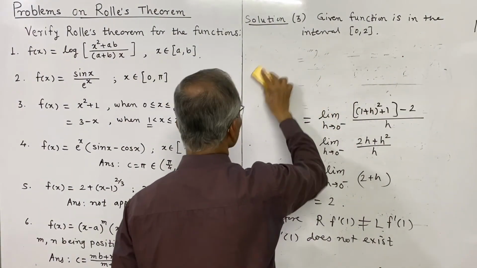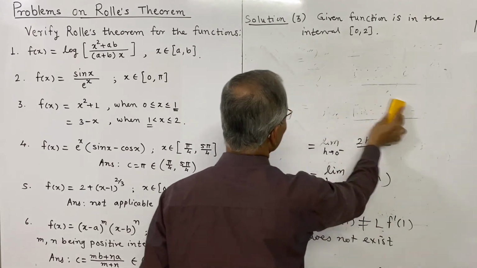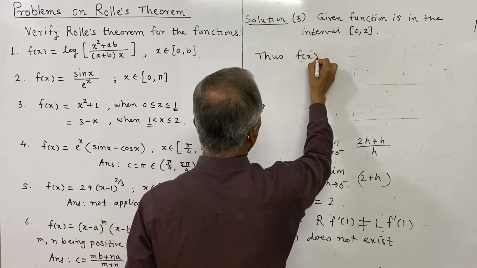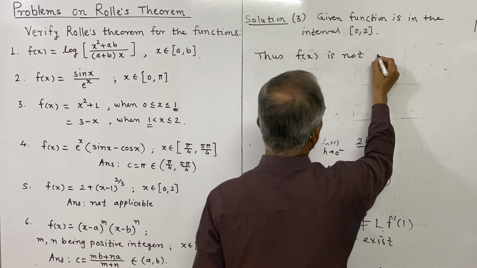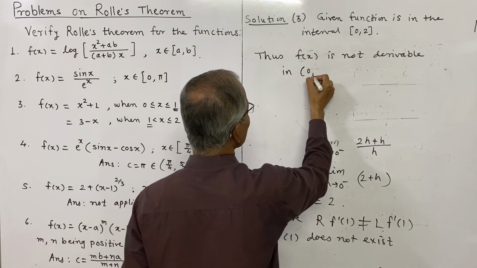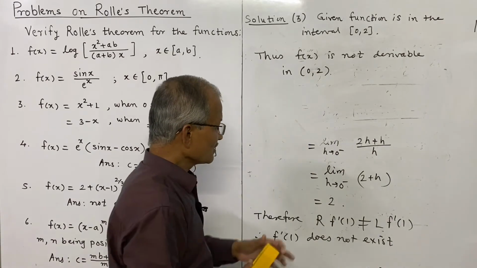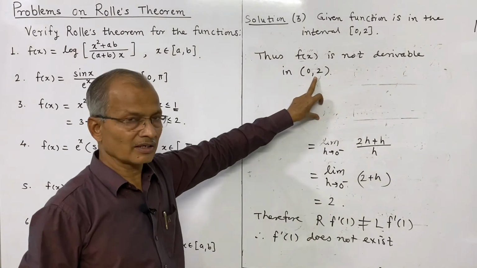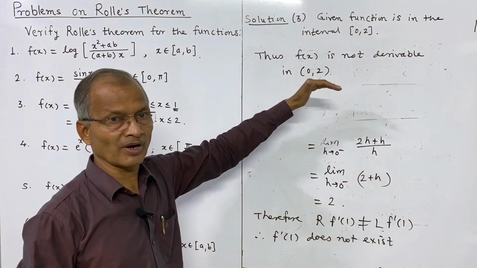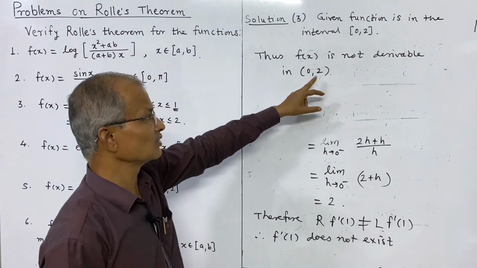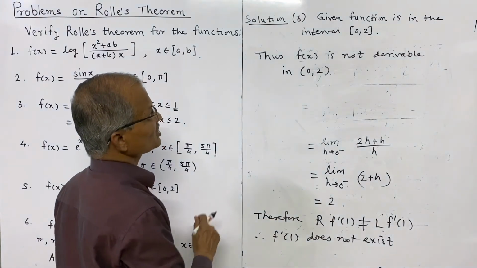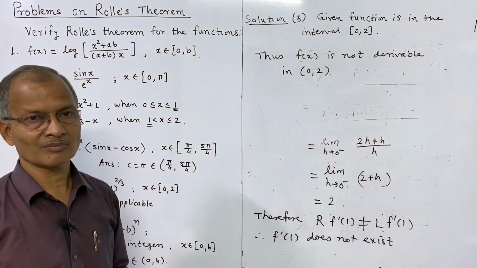Thus f of x is not derivable in the open interval 0, 2, because it is not derivable at one point, x equal to 1. When we say it is derivable, it must be derivable at every point from 0 to 2 except 0 and 2, and it does not satisfy this condition. So hence the second condition of Rolle's theorem fails.